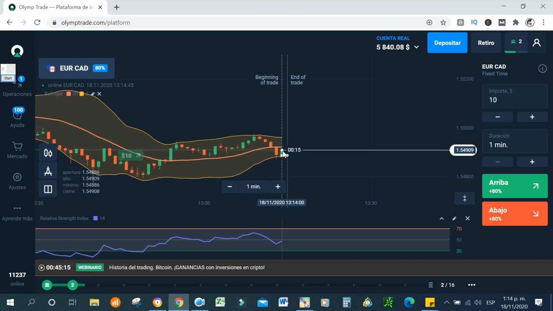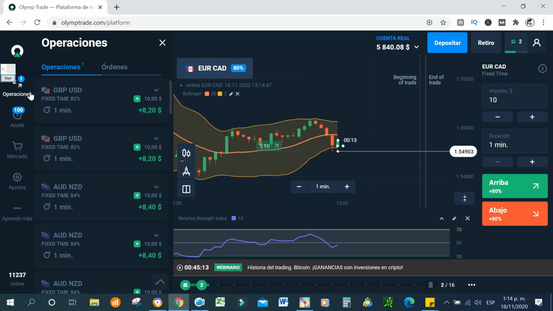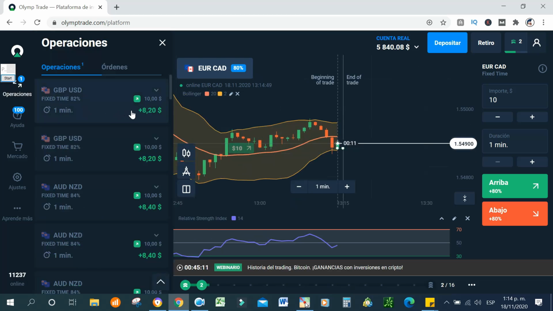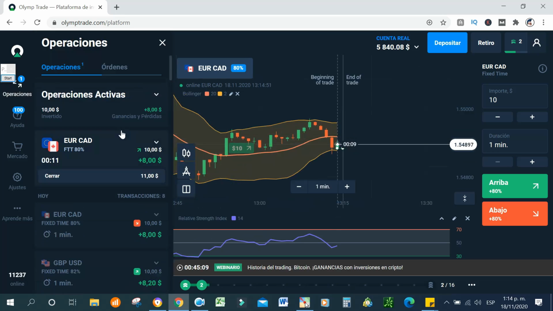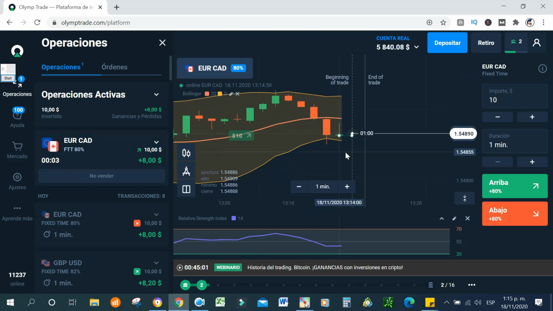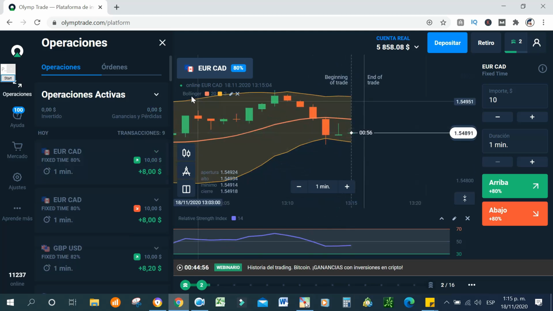So I just made an entry here. We can see my trade. I'm winning this trade. Let me check. 6 seconds, 5 seconds, and we are almost winning. We won this trade, guys.